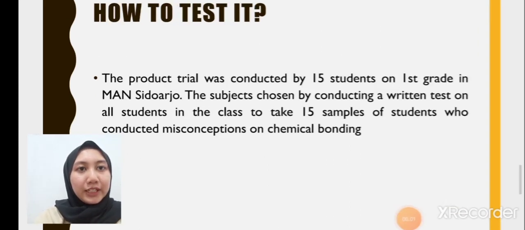How to test it? The product trial was conducted by 15 first grade students in Sidoarjo. The subjects were chosen by conducting a written test on all students in the class to take 15 samples of students who had misconception on chemical bonding.